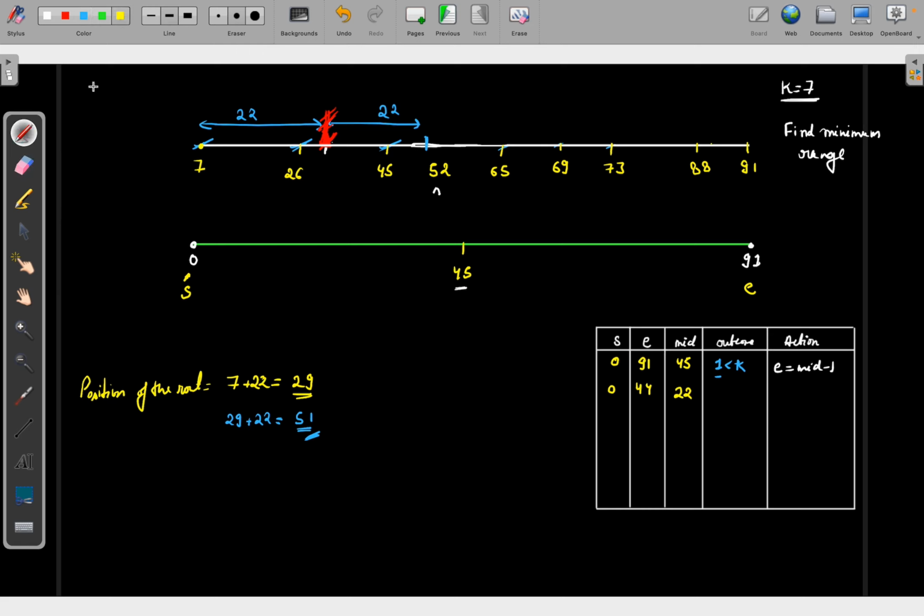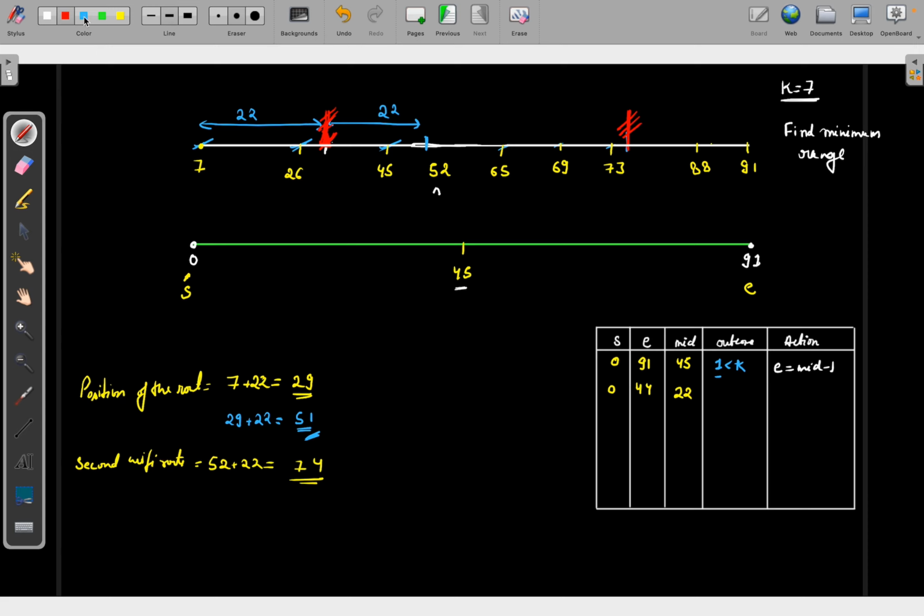Okay. Next, second position. Or I will say second Wi-Fi router. So the second Wi-Fi router will be at 52 plus 22. That will be 74. So the new position will be 74. So 74 here, right? So my new Wi-Fi router will be here.